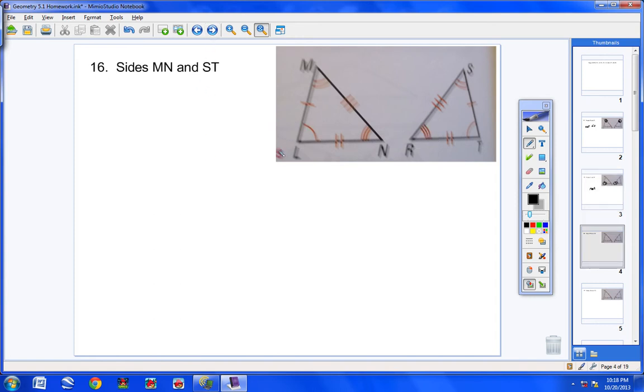Number 16, side MN. I'm going to highlight it for you here in red. Side MN and side ST. Now, would you please look carefully at those two sides? ST has 1 slash, MN has 3 slashes. So no, they are not corresponding sides.